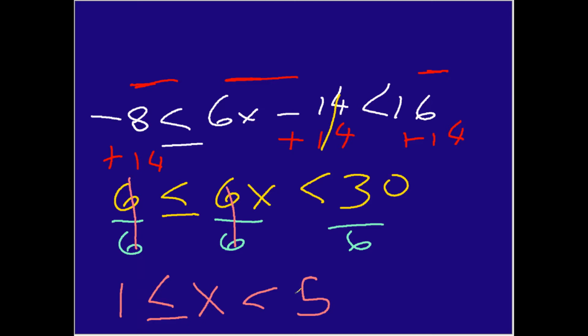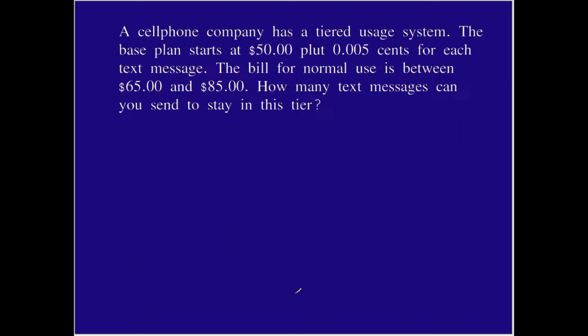Now in the next screen we're going to take a look at how to solve an actual word problem that involves the same concepts. So here's the actual word problem right here. A cell phone company has a tiered usage system. The base plan starts at $50 plus $0.005 for each text message. The bill for normal use is between $65 and $85. How many text messages can you send to stay in this tier?